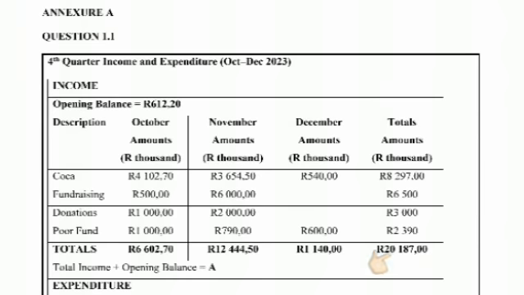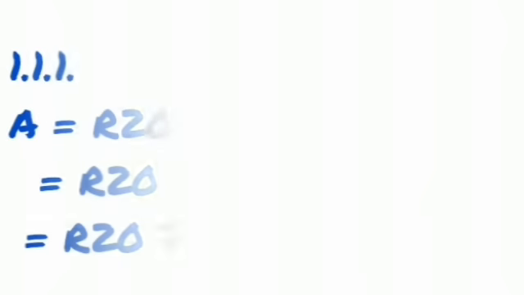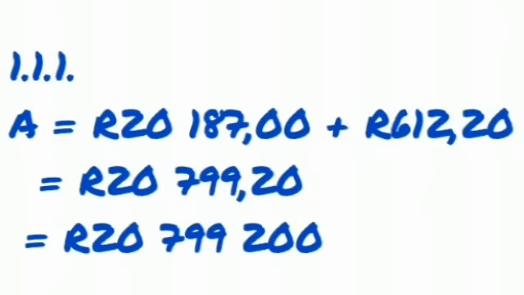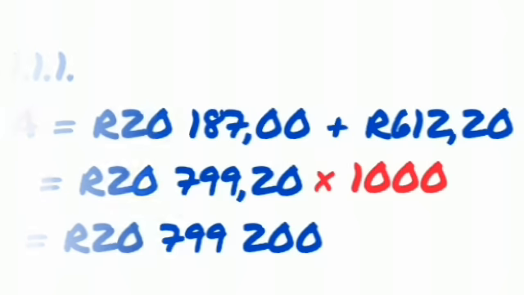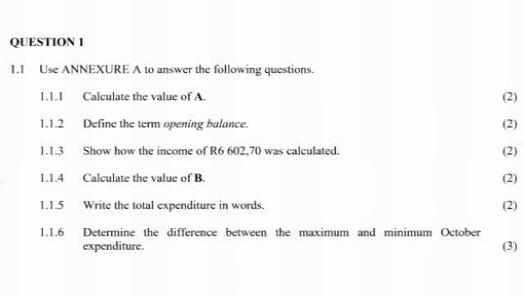And then for opening balance, I go to the very top and I see an opening balance of 612. Keep in mind that everything is in thousands, so at the end you will have to add the 3 zeros. So we take the 20,187 plus the 612 of opening balance. It gives us 20,799, multiplied by 1,000 so that it becomes the full amount. So then it becomes 20,799,000 as your final answer.